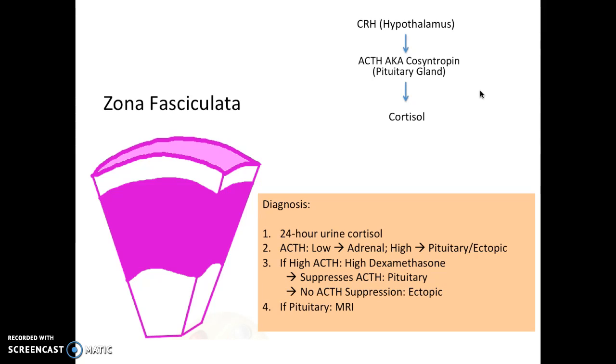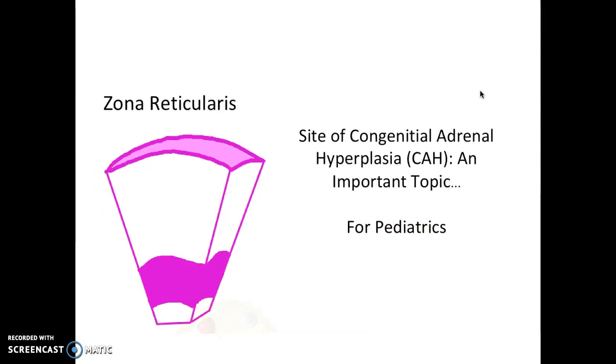So that's a separate issue, but what we do know is that if it's pituitary, you want to look through an MRI to see about that mass. And the big thing about treatment is to get rid of the excess amount of cortisol in the body. So whether that's going to be stopping the person from taking steroids or some sort of surgical procedure. So the next thing we're not really going to touch on, that's the zona reticularis. It's the site of CAH, which is a really important topic, but for pediatrics.